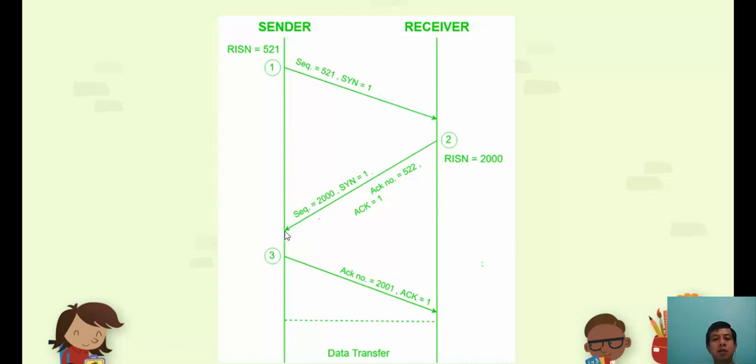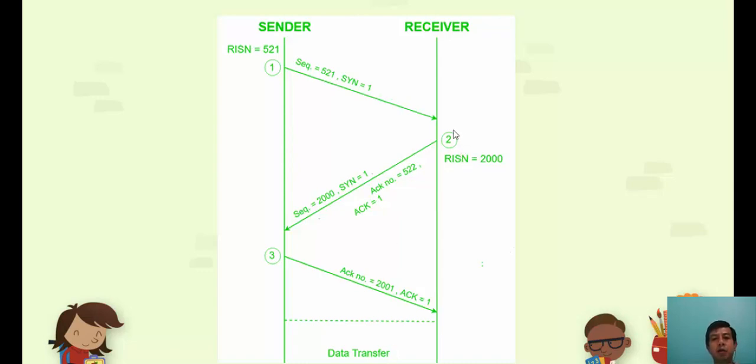Now after it receives this packet, it creates a third packet. In this packet, it increments this sequence number 2000 by 1, so the acknowledgement number becomes 2001. It also sets the ACK flag to 1. The SYN flag is set here as 0, and it sends this packet to the receiver. After this phase is over, the data transfer phase starts. Both sides can transmit data to each other.